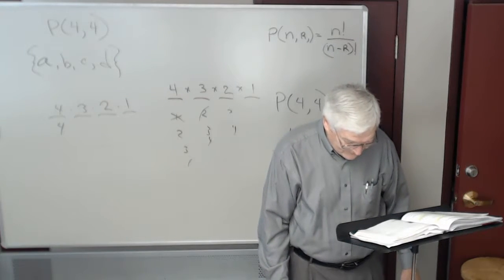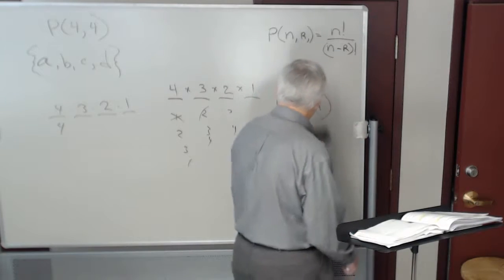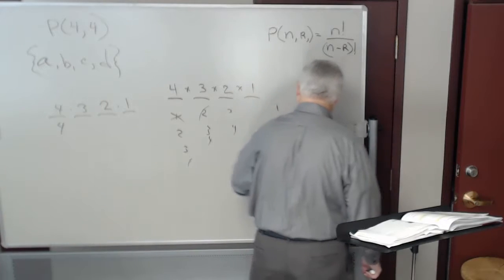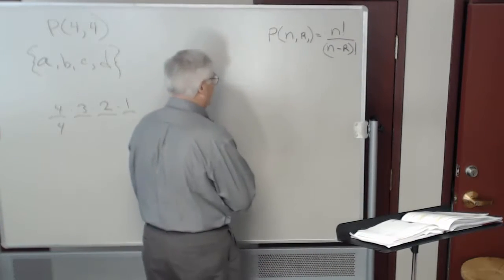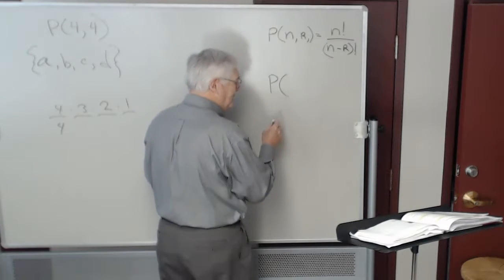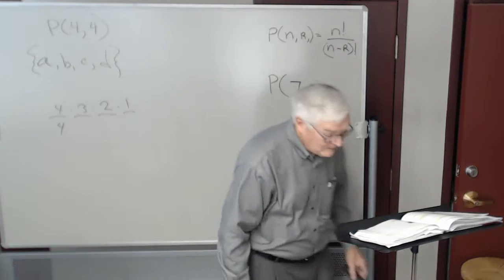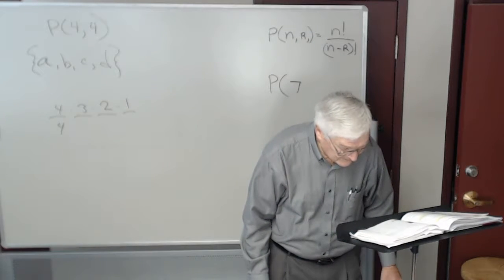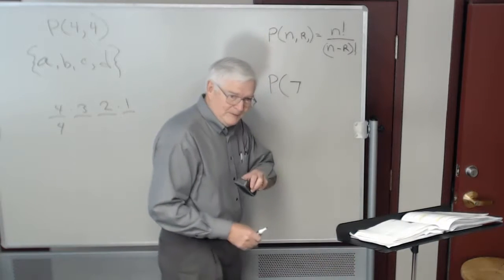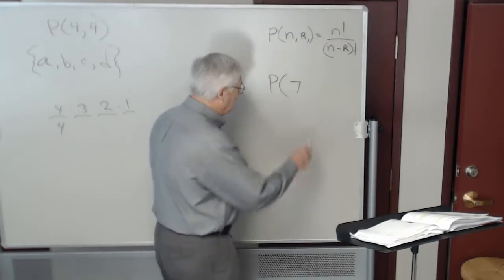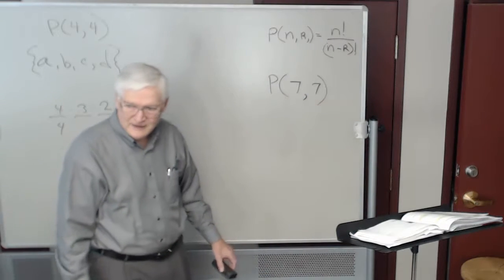Number 4, in how many different ways can 7 people be lined up at the checkout counter in a supermarket? How many people? A permutation of how many people? 7. 7 people be what? Lined up at a checkout counter. So how many people are being lined up? 7. All 7 of them. Permutation of 7 people taken 7 at a time.